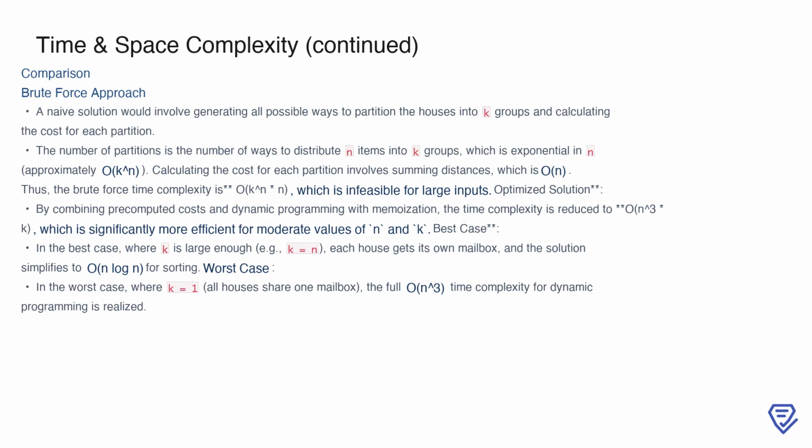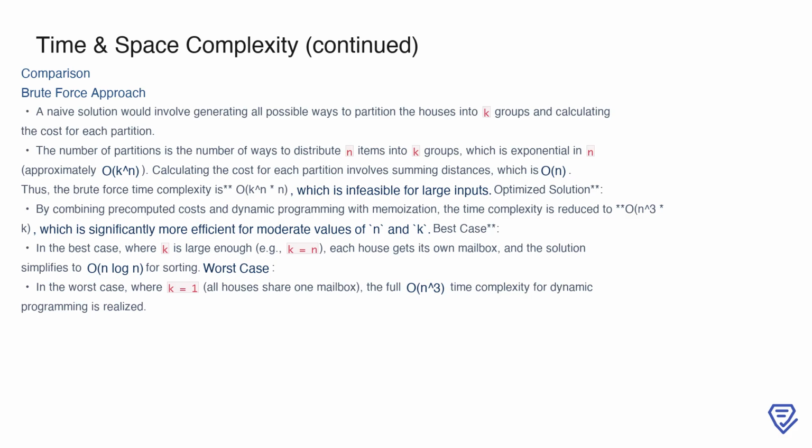To understand the efficiency of the optimized solution, it helps to compare it with the brute force approach. A naive solution involves generating all possible ways to partition n houses into k groups, which results in an exponential number of partitions, approximately k to the power of n. For each partition, calculating the total cost, which involves summing distances, takes n. This gives a total time complexity of k to the power of n times n for the brute force method, which is infeasible for large inputs. In contrast, the optimized solution leverages pre-computed costs and dynamic programming with memoization to reduce the time complexity to n cubed * k.